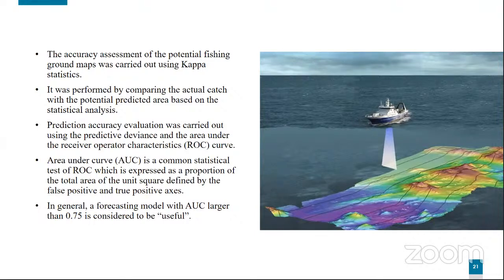So prediction accuracy evaluations were carried out using the predictive deviance and the area under the receiver operator characteristic, ROC, curve. So area under curve atau AUC is the common statistical test of ROC, which is expressed as the proportion of the total area of the unit square defined by the false positive and true positive axis. So in general, a forecasting model with AUC larger than 0.75 is considered to be useful.